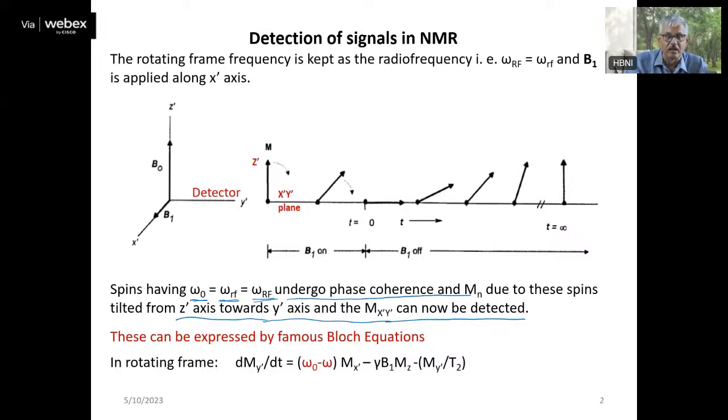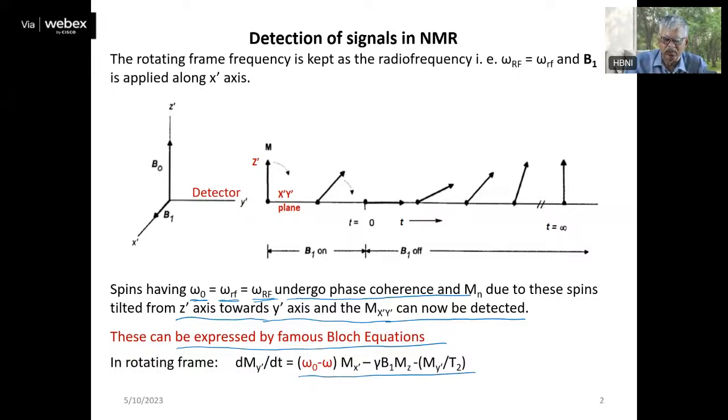How the signal will look can be derived using the Bloch equations. Bloch has several equations, for the x prime axis, y prime axis, and z prime axis. Typically, we will be dealing with the y prime axis, because we have kept the detector there. If you see the Bloch equation, this is the rate of change of the y prime axis magnetization with time.